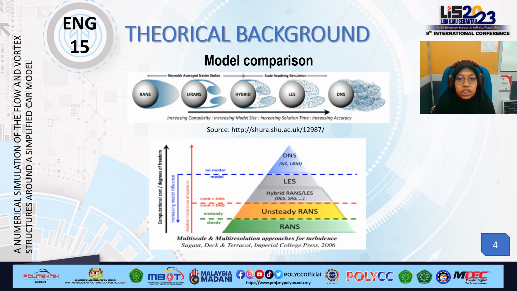Theoretical background, which is the literature review, model comparison. In RANS, we resolve the average, and in URANS, we resolve the big vortices. In LES, we resolve the smaller vortices. Hybrid is a combination between URANS and LES. We resolve the big and smaller vortices, and in DNS, we resolve all the vortices. But DNS has a very high computational cost. So in this experiment, we use RANS, unsteady RANS, hybrid RANS-LES, and LES.